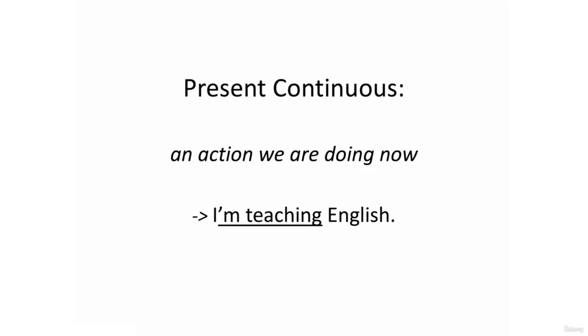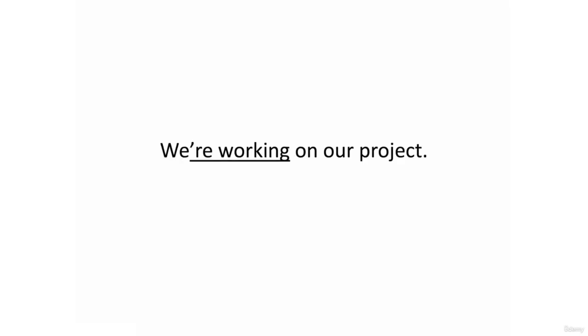Well done! Now that we've finished our review, we can move on to our lesson on the present continuous. While the present simple is an action we do regularly, the present continuous is something we are doing now. For example, I'm teaching English. Notice how I use the contraction of I and am to form I'm. She's walking to work. We're working on our project.